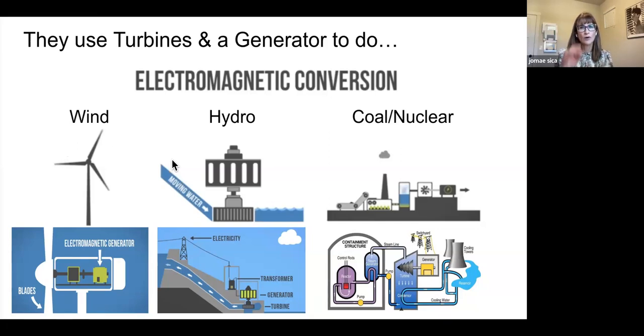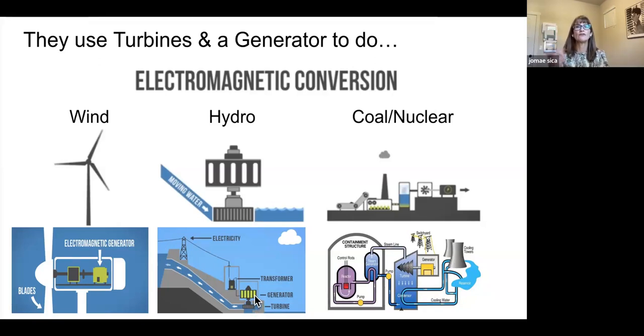When we have hydroelectric, obviously the water is moving through the dam. As it's moving through the dam, it's going to turn a propeller, similar to the one on the outside of the wind turbine. And that is also connected to a generator.